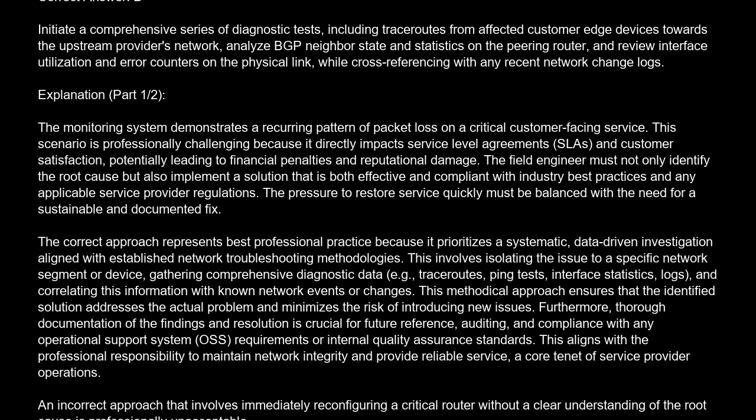Furthermore, thorough documentation of the findings and resolution is crucial for future reference, auditing, and compliance with any operational support system (OSS) requirements or internal quality assurance standards. This aligns with the professional responsibility to maintain network integrity and provide reliable service, a core tenet of service provider operations.